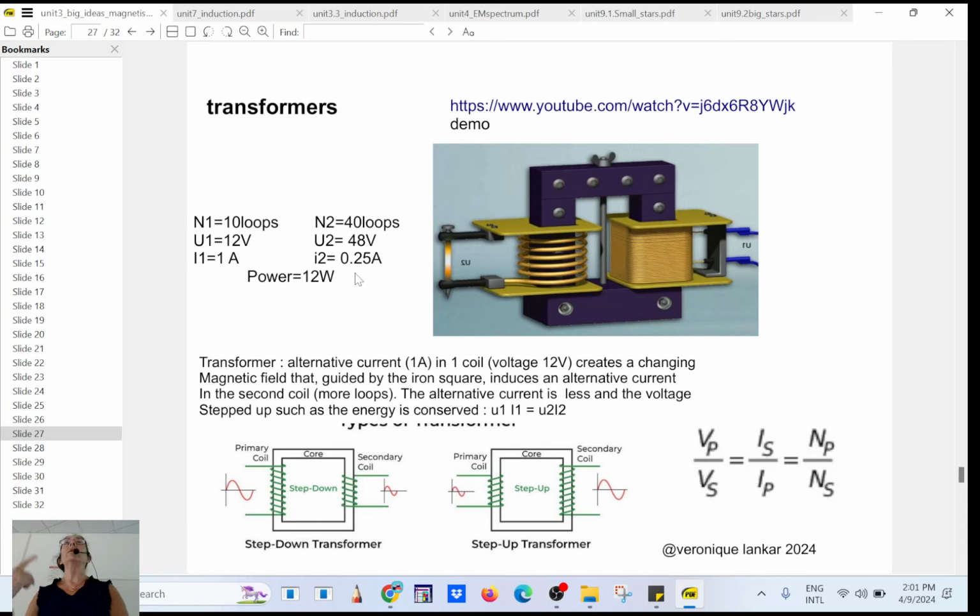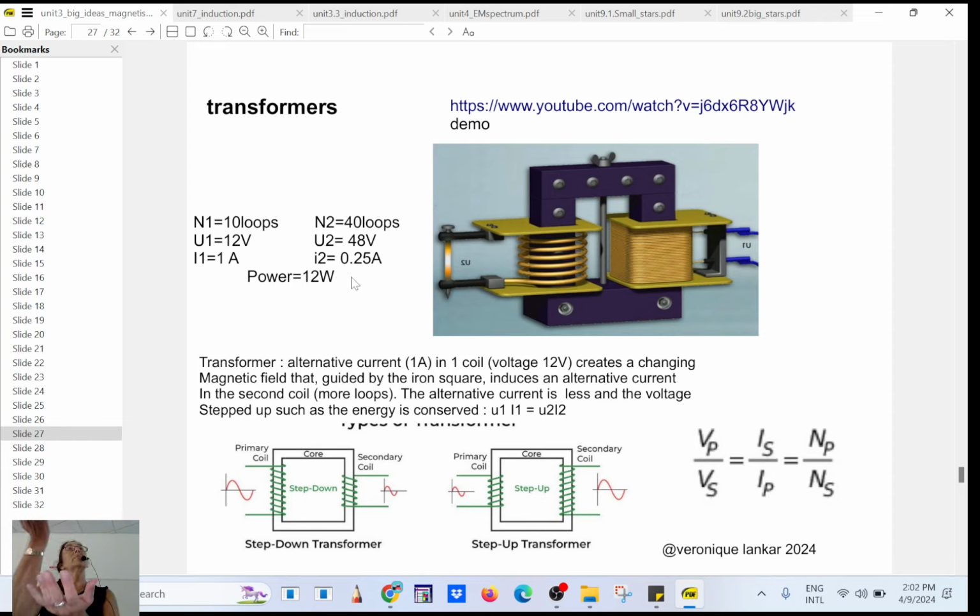So for the final, you have one problem on the transformer. It's very easy to understand. You see here, you go from 10 loops to 40 loops. So the number of loops is multiplied by 4. So it means it's a step up transformer. So the voltage will be multiplied by 4. But because energy has to be conserved, the current will be divided by 4.